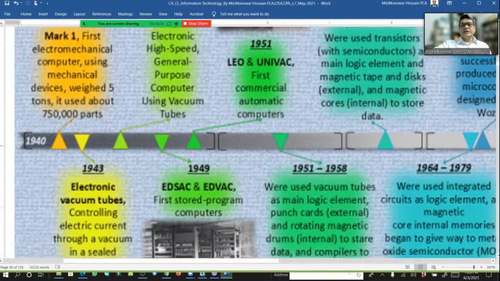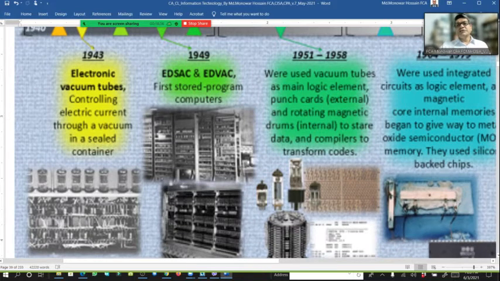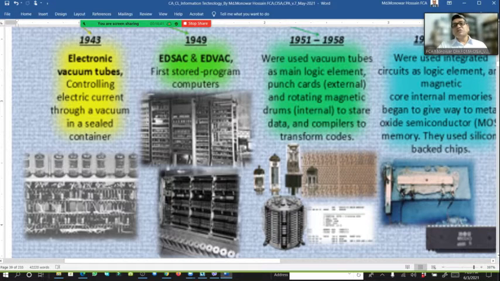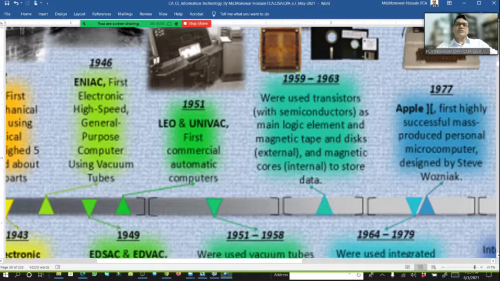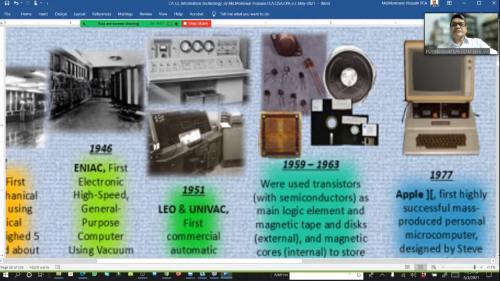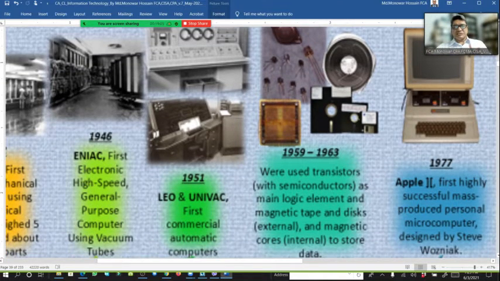This is the picture. From 1951 to 1958, computers used vacuum tubes as the main logic element, punch cards externally, and a rotating magnetic drum internally to store data. This is the revolution of 1951 to 1958. Then from 1959 to 1963, they used transistors, semiconductors, as the main logic element, with magnetic tape and disks, and magnetic cores to store data. So the vacuum tube was replaced by the transistor.